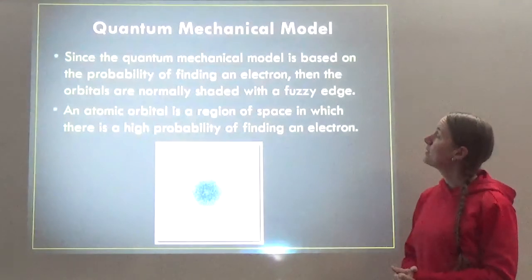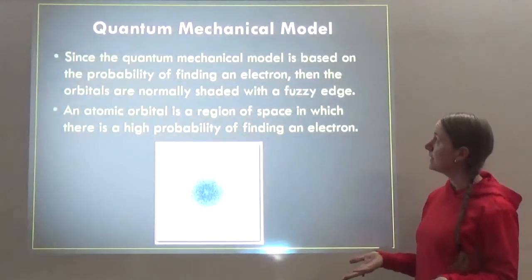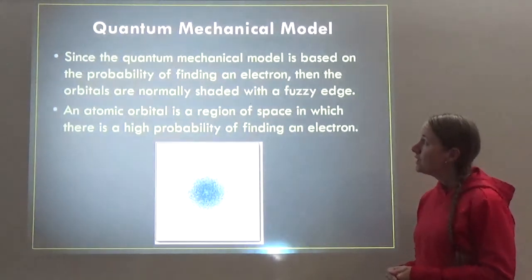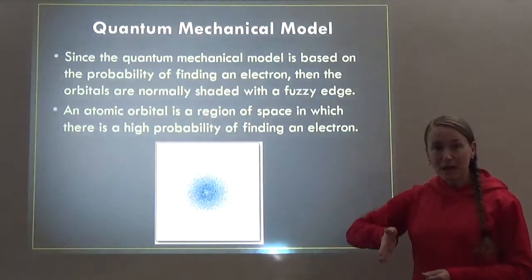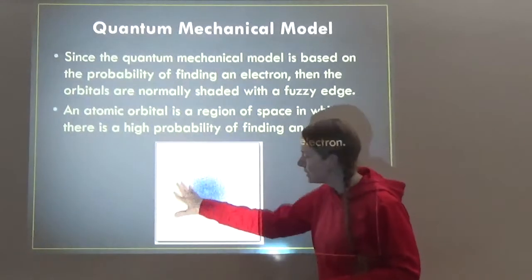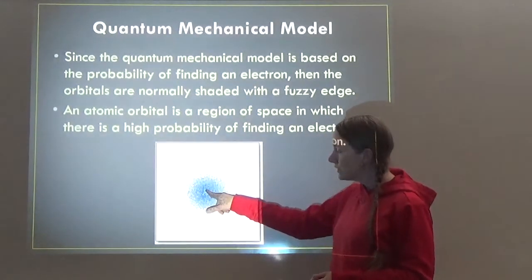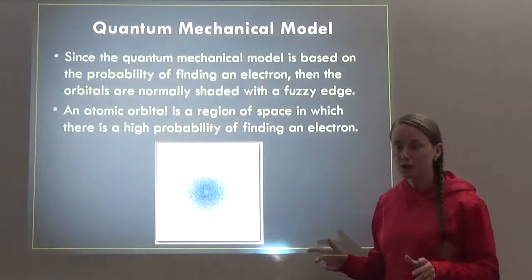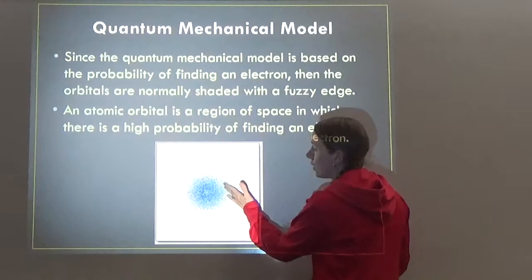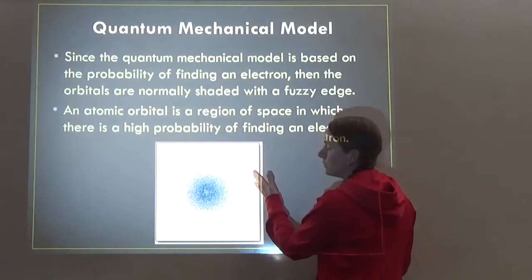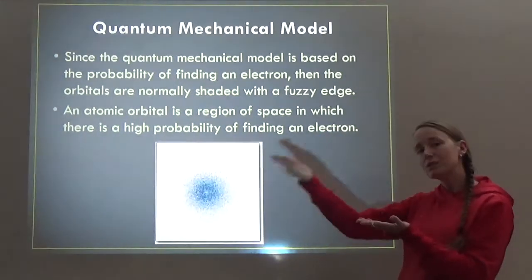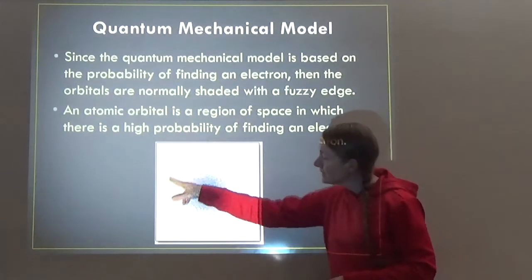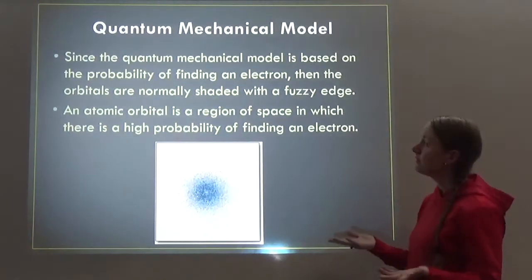Since the quantum mechanical model is based on the probability of finding an electron, the orbitals are normally shaded with a fuzzy edge. So it's based on a mathematical probability. It's kind of like just this array of dots. The nucleus would be in the middle, and you can see there's a lot of dots really close to the nucleus. And as you move out, the dots start getting fewer and fewer. That's because, of course, the electron's most likely going to want to be near the nucleus. So like I said, a lot of times it's drawn as shaded or with a fuzzy edge.